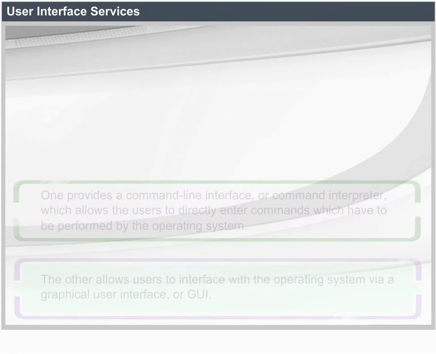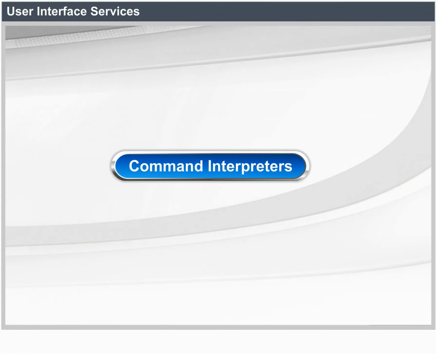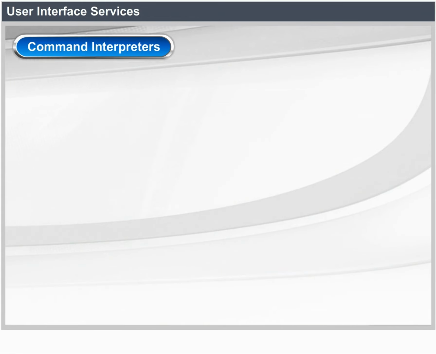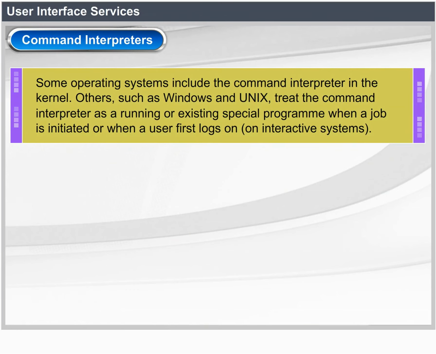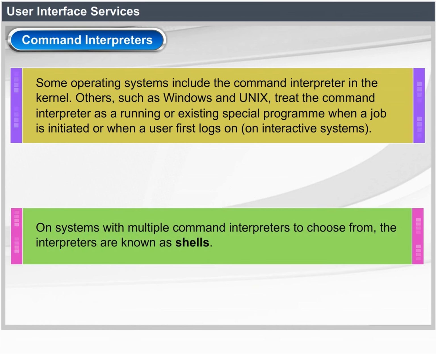Command interpreters. Some operating systems include the command interpreter in the kernel. Others, such as Windows and Unix, treat the command interpreter as a special program that is running when a job is initiated or when a user first logs on to interactive systems. On systems with multiple command interpreters to choose from, the interpreters are known as shells.